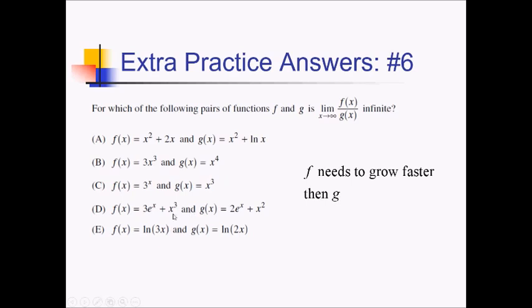And then down here, these ln's, you could split each of these up. This is really ln of 3 plus ln of x. This is ln of 2 plus ln of x. So when you forget about those ln constants, you're just doing ln of x over itself, which is just 1. So this also is not growing fast enough to get to infinity. So when all said and done then, choice C is the only one that makes sense.